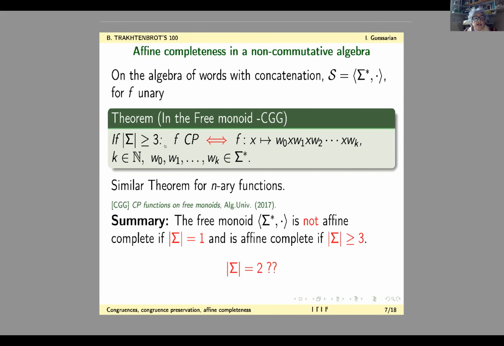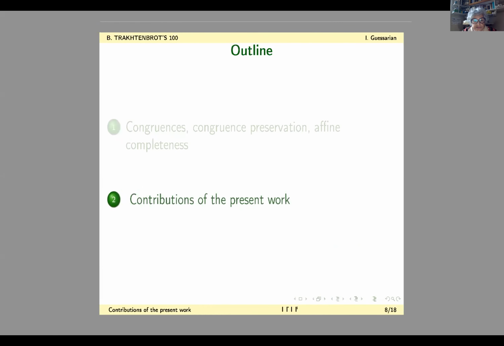I've stated here the theorem for a unary function f. The theorem for an arbitrary arity function f, for an n-ary function, is the same, except that it's heavier to state, so I won't state it. So to summarize, the free monoid is not affine complete if it has just one generator, and it is affine complete if it has at least 3 generators. What happens if it has exactly 2 generators? Well, this is the object of our present work.